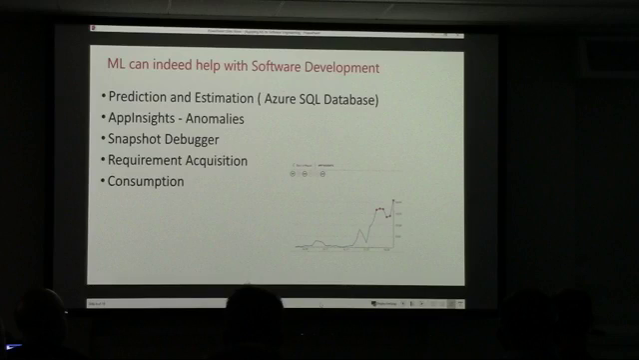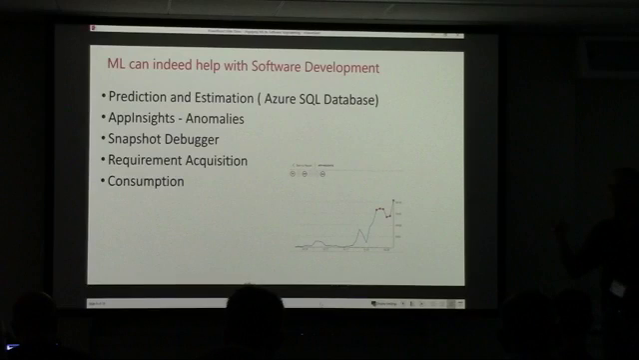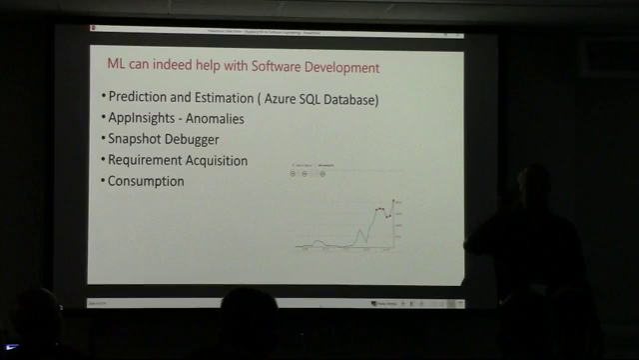Snapshot debugger is intelligent enough to know that, oh, this is a new type of exception. Let me capture a couple of snapshots. When the developer comes in the next morning, I can just show them the right data. They don't have to go through 20,000 code dumps to figure out what's happening.